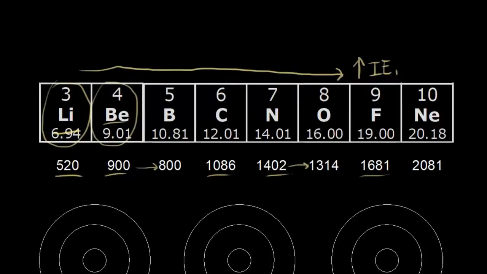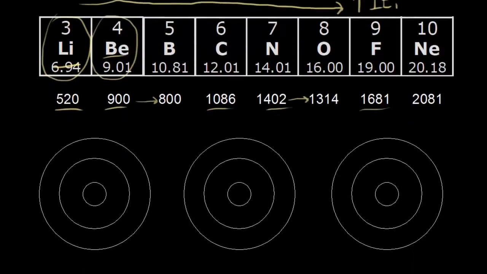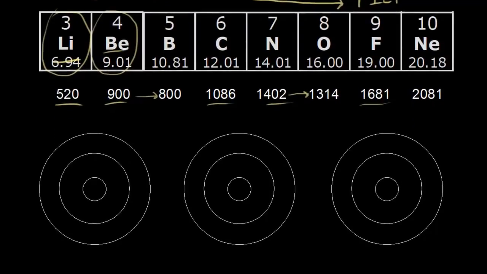Let's look at these diagrams down here, and let's go ahead and draw in lithium and beryllium. First, lithium with an atomic number of 3, so 3 protons in the nucleus, and the electron configuration for lithium is 1s2, 2s1. So those are the 2 electrons in the first energy level occupying an s orbital. And in the second energy level, 1 electron. So let's go ahead and put in that 1 electron there.